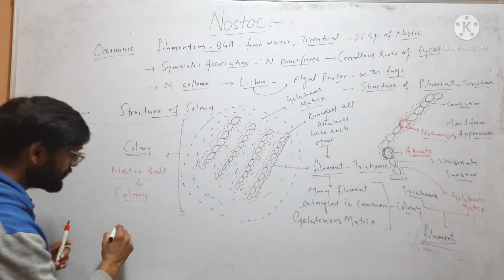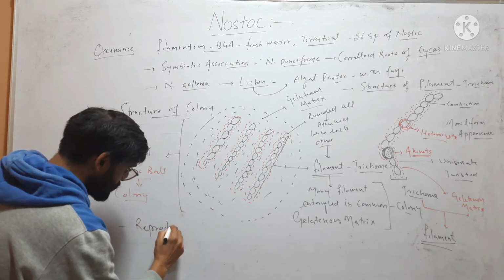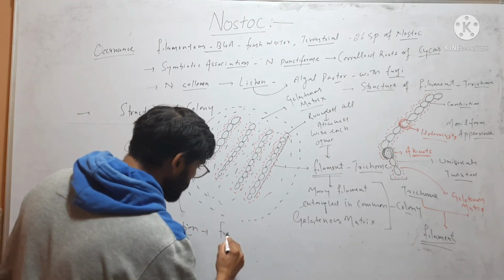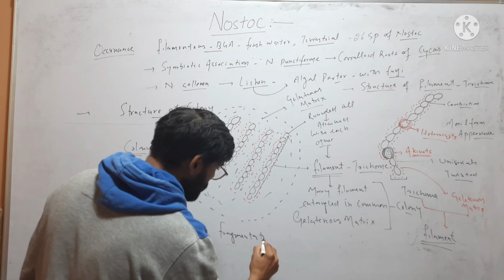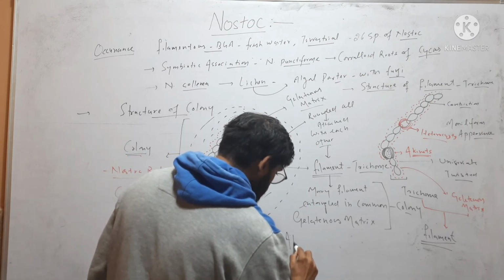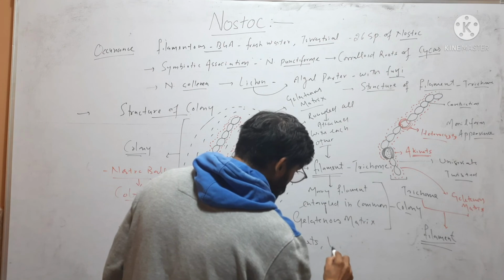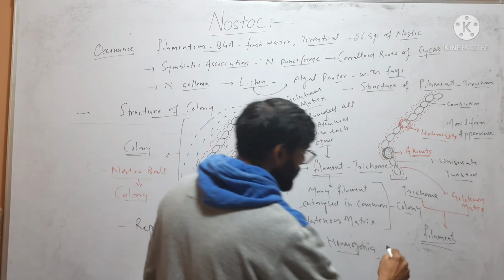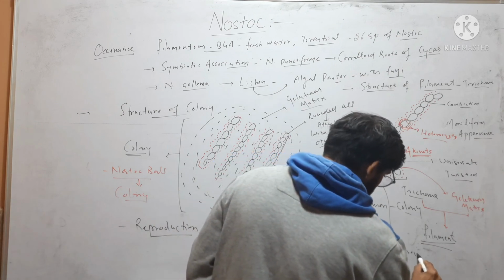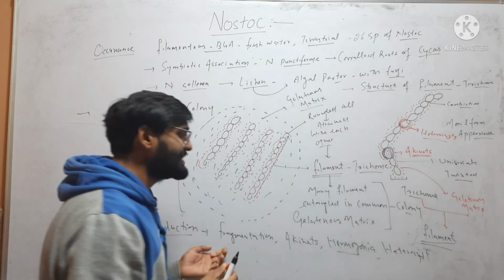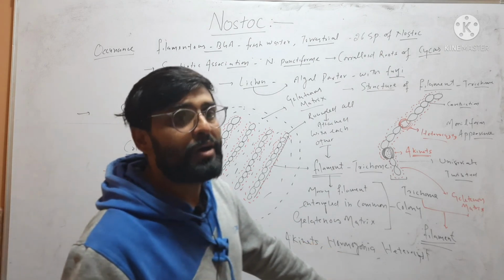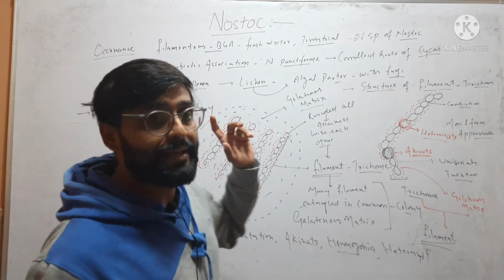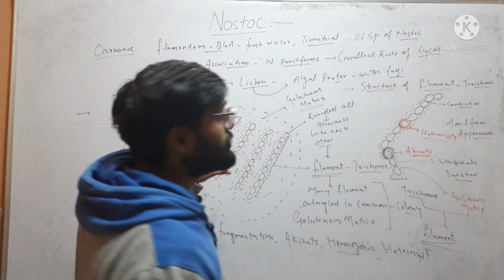Now coming to reproduction. Reproduction in Nostoc occurs through fragmentation, akinetes, hormogonia or heterocysts. To know more about these terms, you can watch my video on vegetative reproduction and asexual reproduction in Nostoc. So this is all about Nostoc.